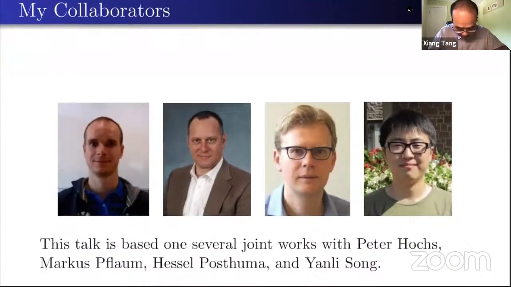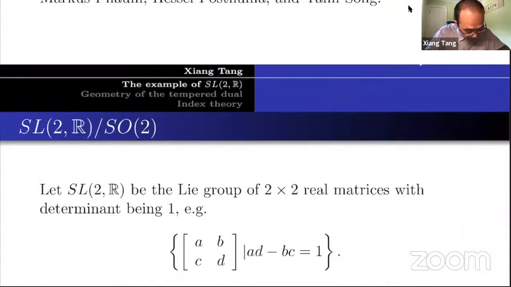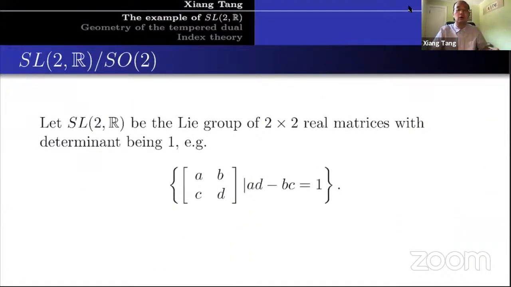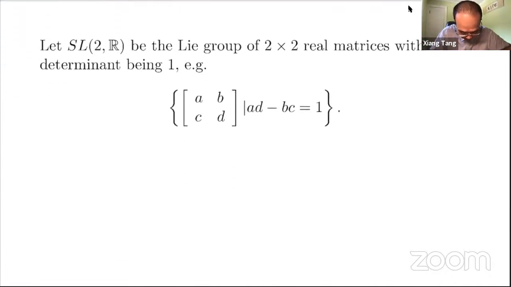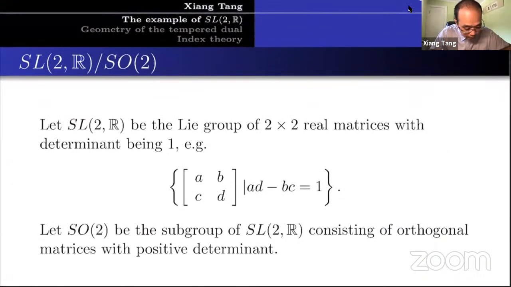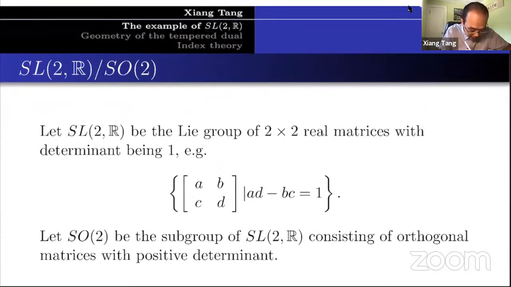So those are the collaborators. Now let me start my talk by recalling the basics. What I am interested in here is SL2R. What is SL2R? I guess everybody knows it, I do not need to recall it. We are considering 2x2 matrices with determinant 1, with real coefficients. And then we look at its maximal compact subgroup, that's the SO2.